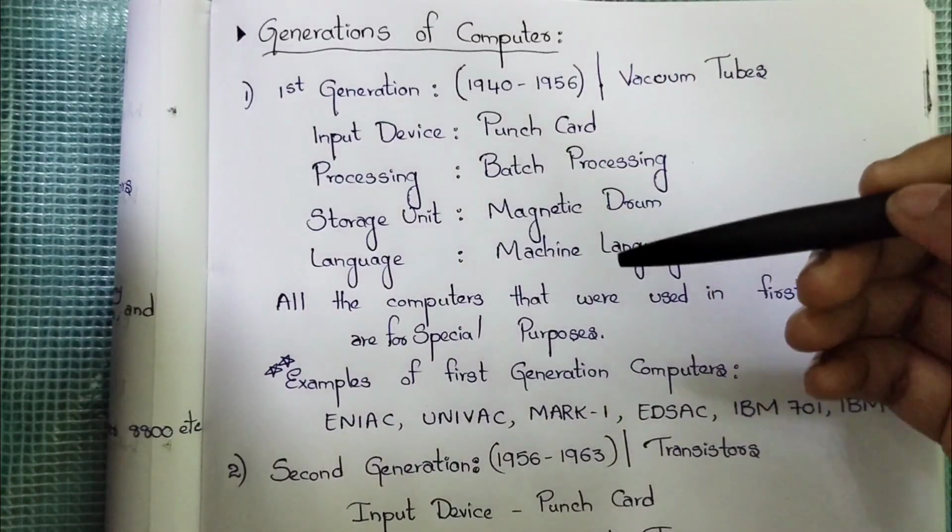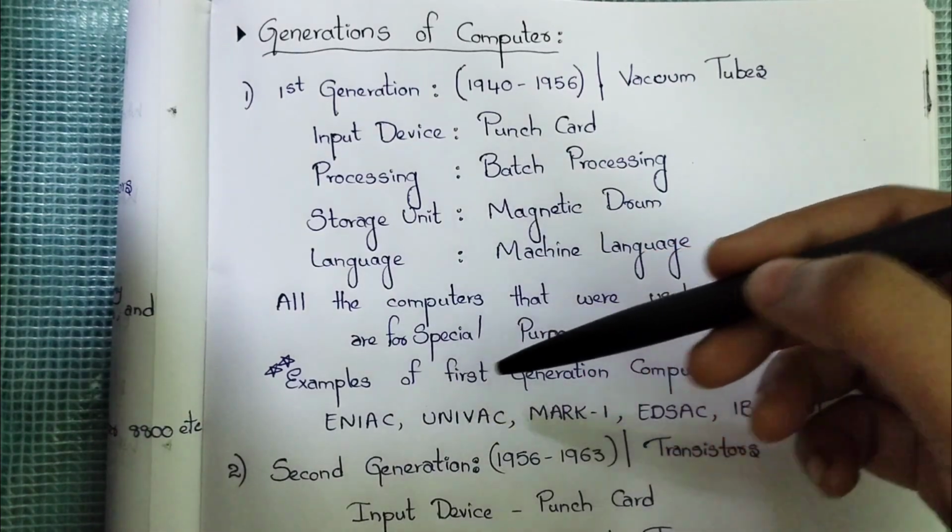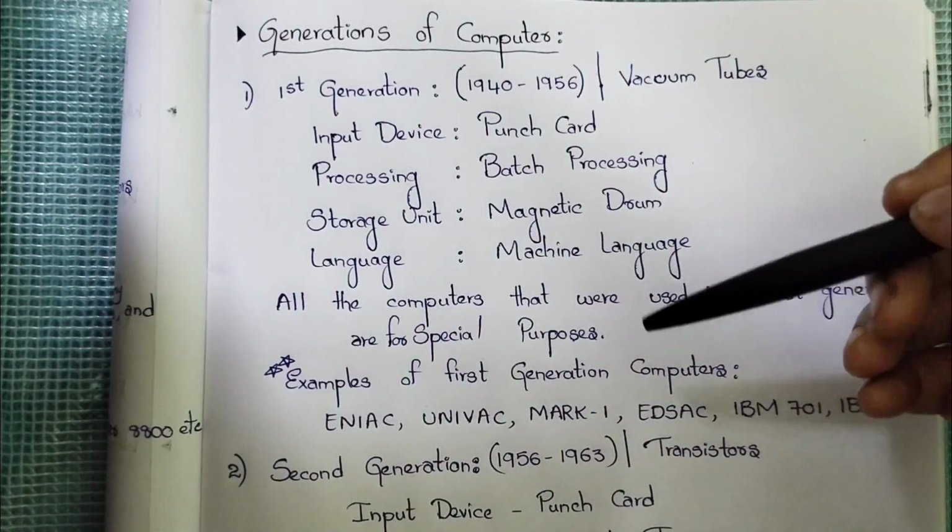All the computers used in the first generation were for special purposes. They are not general purpose computers; they were built for special purposes. Back then, the size of the computers used to be so big that it used to fill a room. And there are certain disadvantages as well. Let's study the examples and then I will discuss the disadvantages.